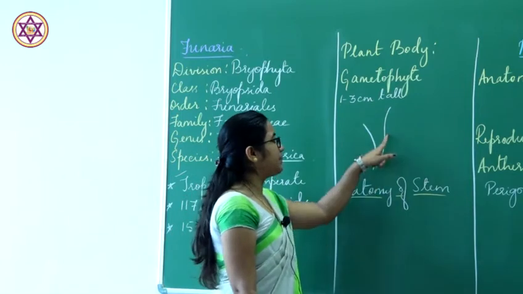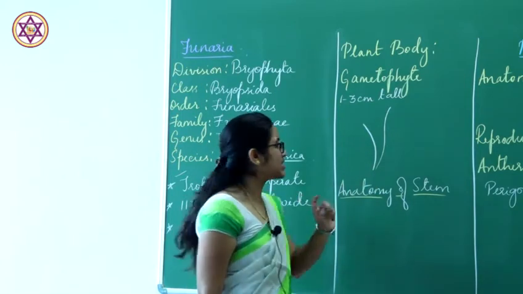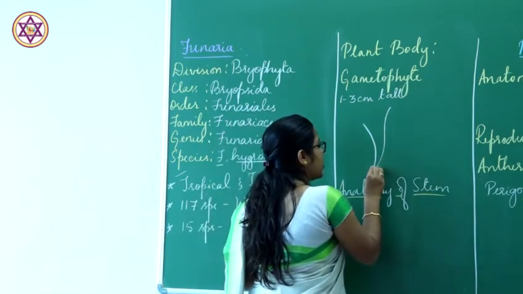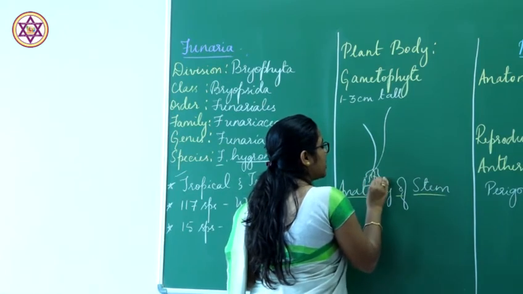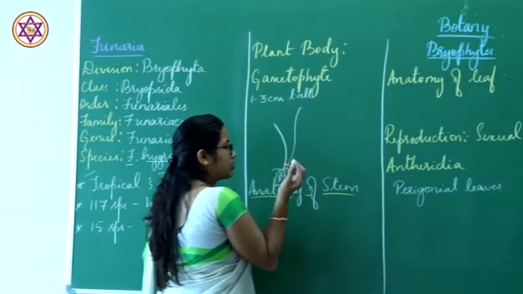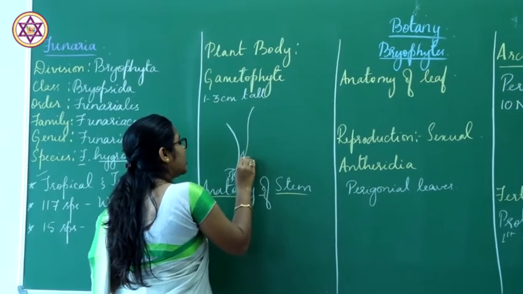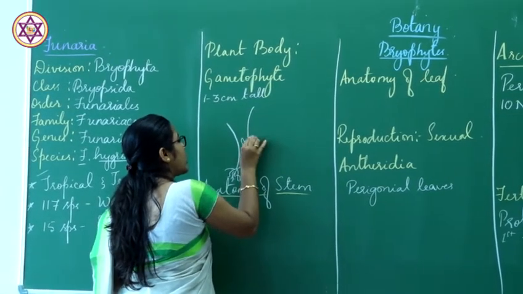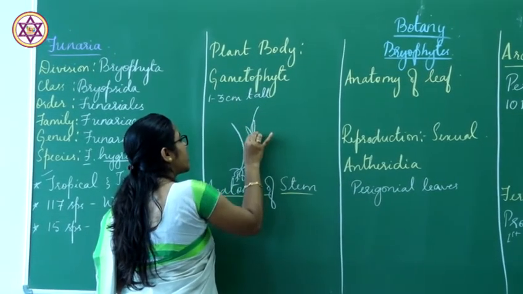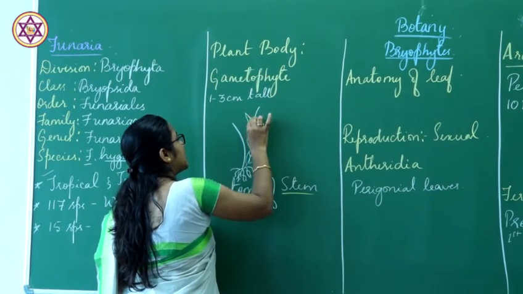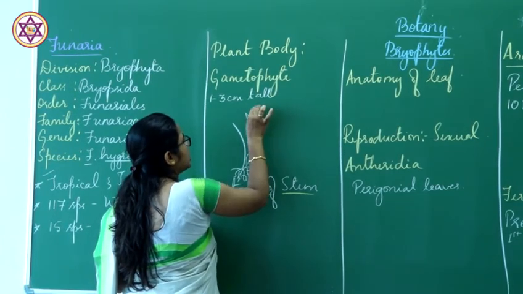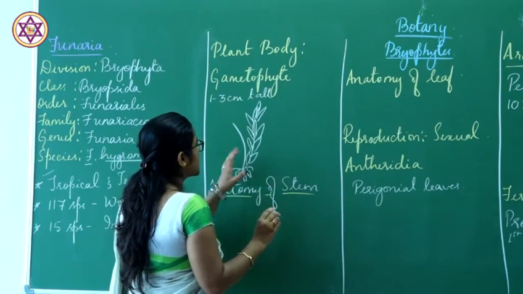Okay, this is the main axis, we don't call it a stem. The main axis consists of rhizoids, root-like structures, and then you have leaves which are spirally arranged on the main axis, or you can even call it a stem. Okay, so this is the plant body.